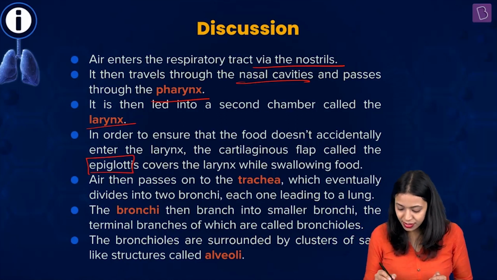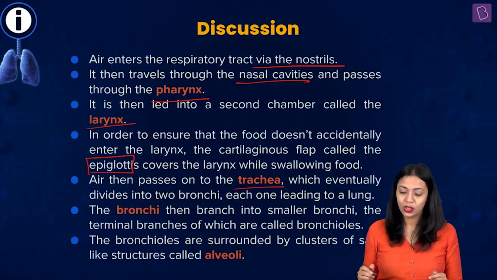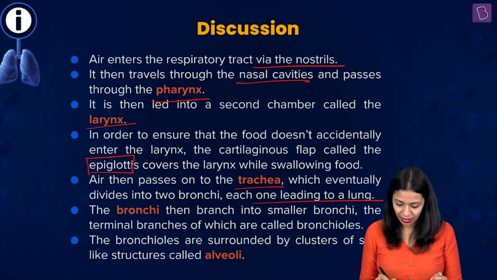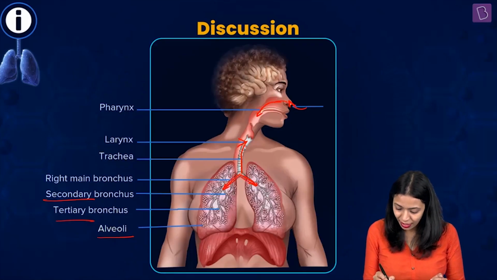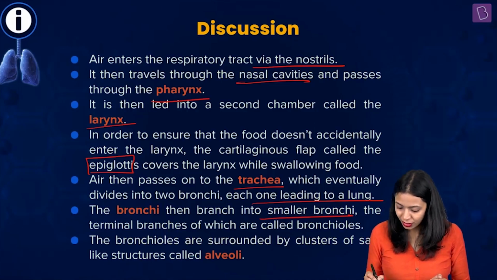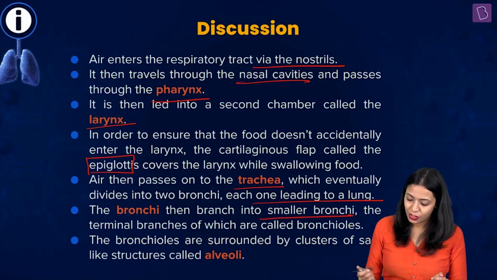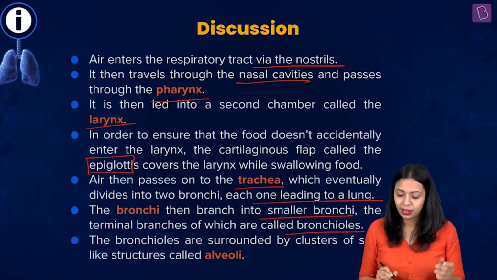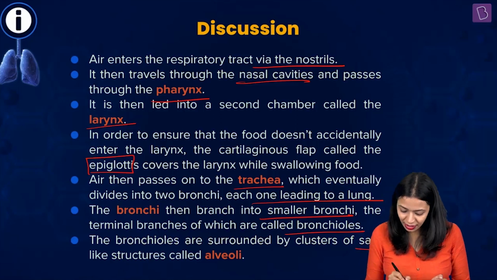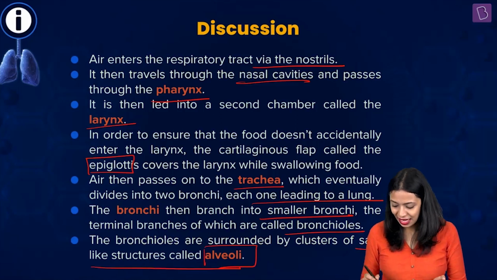Air then passes on to the trachea, which eventually divides into two bronchi, each leading to a lung. Okay, we saw that here, how each bronchi enters the lung, right? So the bronchi then branch into smaller bronchi, the terminal branches of which are known as bronchioles. The bronchioles, the terminal bronchioles, are surrounded by clusters of sac-like structures that are known as alveoli.